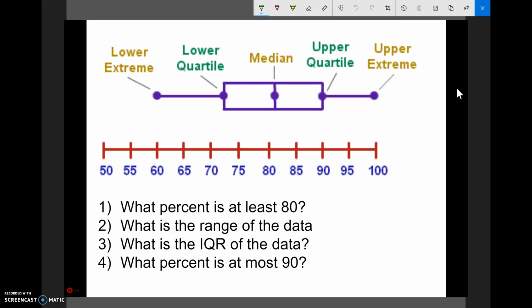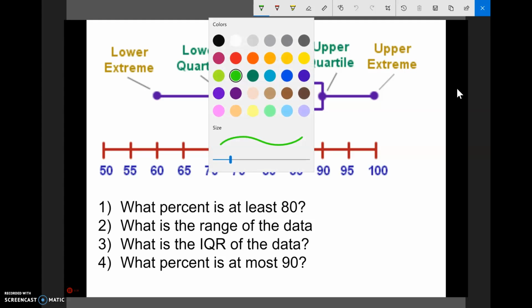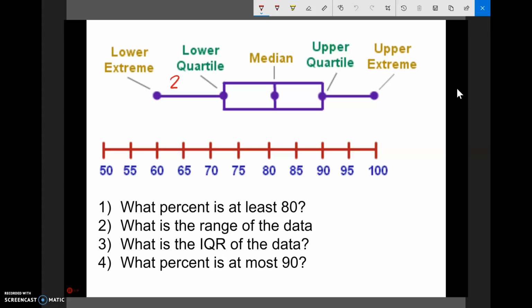So I want you to remember box plots split your data up into 4 sections. So each section is worth 25%. So 25% of your data falls between 60 and roughly 72, 73. And then 25% of your data falls between 72, 73 up to about 81. And then 25% of your data falls between about 81 up to 90, and then 25% of your data is from 90 up to 100. So remember, that does not mean 25 numbers, but that's 25%.